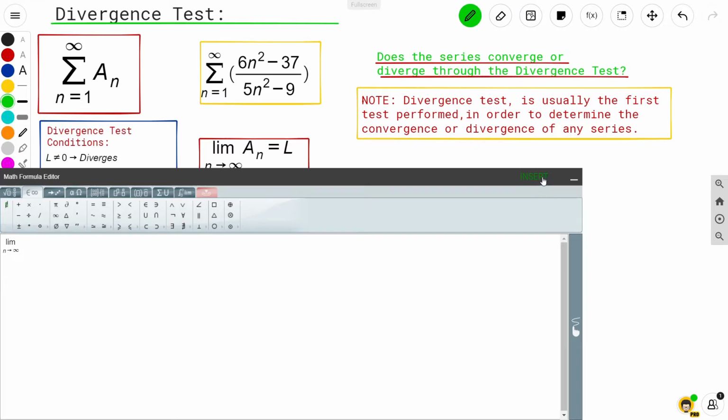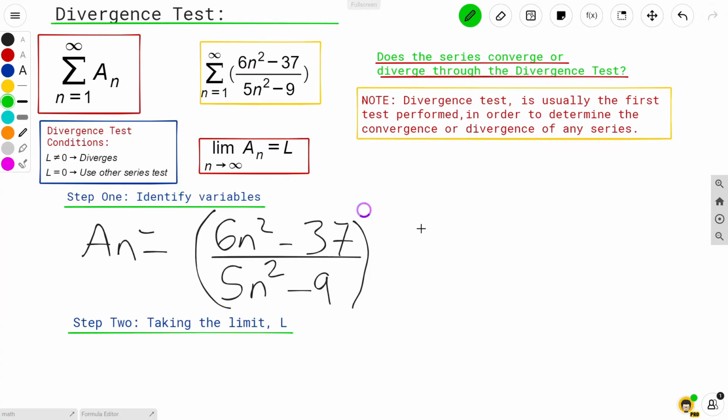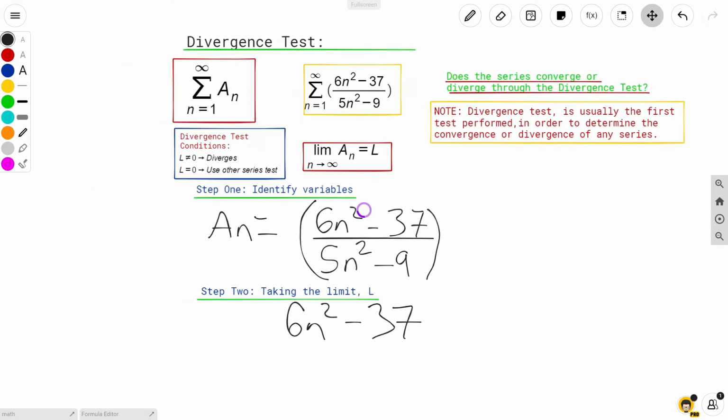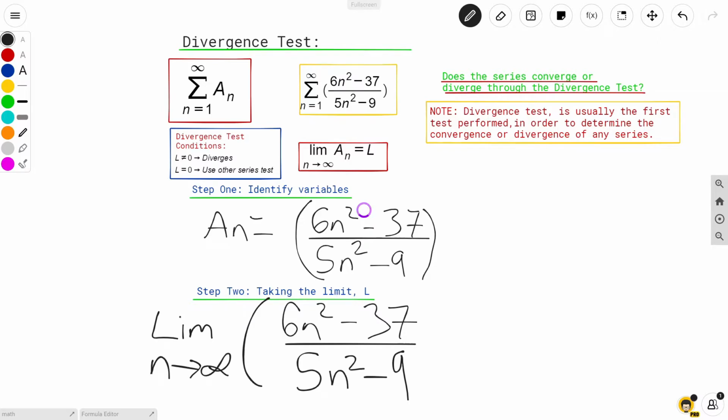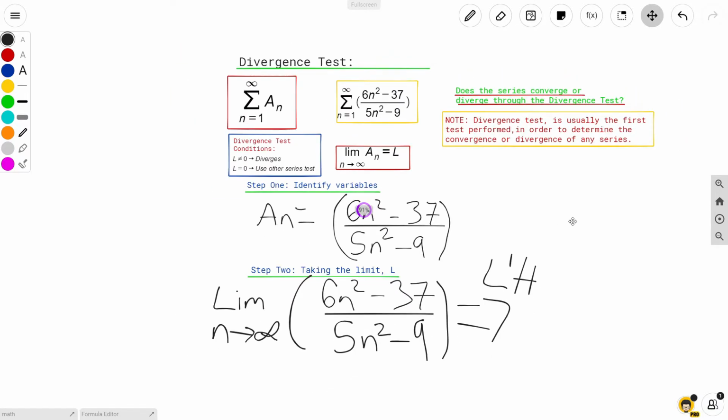So the limit as n approaches infinity of 6n squared minus 37 divided by 5n squared minus 9. In this case, noticing that they have the same exponent, we're going to apply L'Hopital's rule, which I will note as this, which is a proper mathematical way to note this.